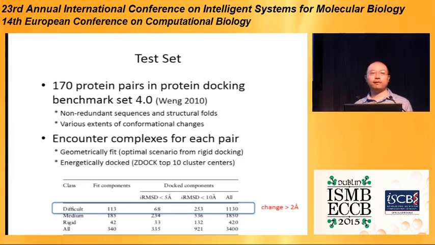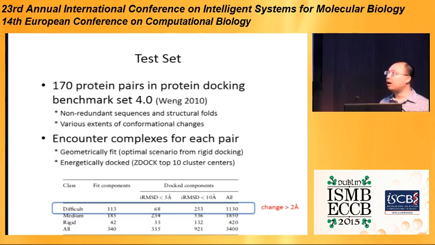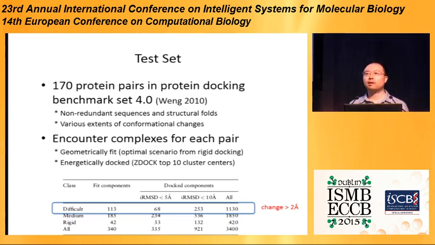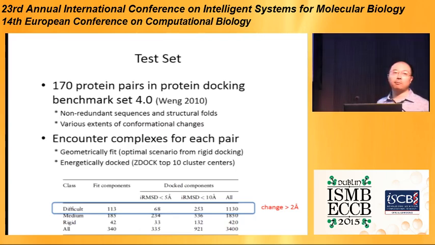And you may ask, how do you find an encounter complex when your ultimate goal of protein docking is to put two proteins together? We cannot experimentally observe encounter complexes easily, but we can approximate them by docking unbound proteins rigidly. So we have two scenarios. In the first, you just geometrically fit individual unbound proteins to the bound. This captures sort of the optimal scenario you can get from unbound rigid protein docking.